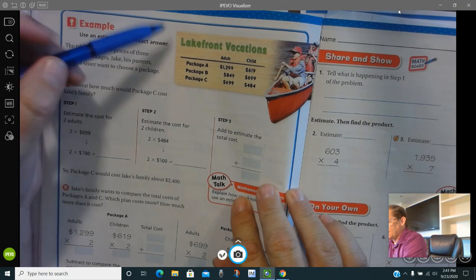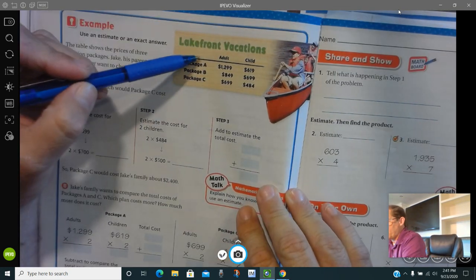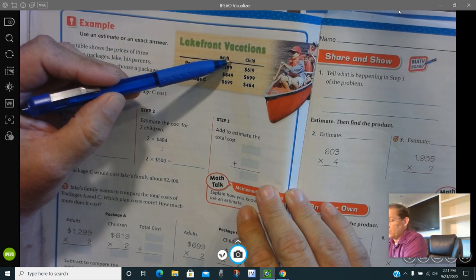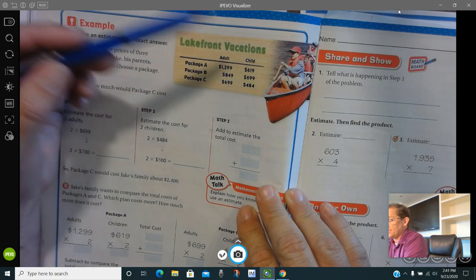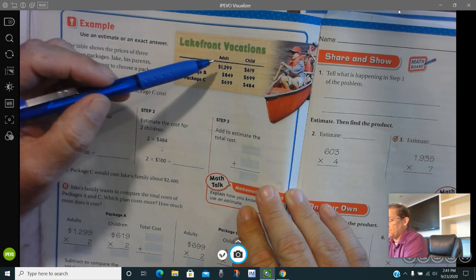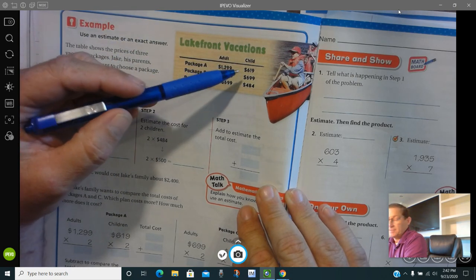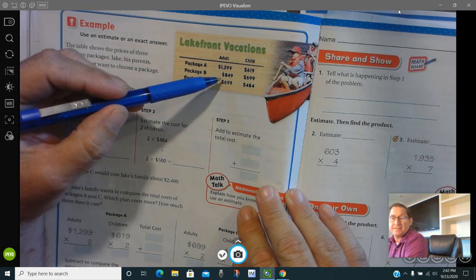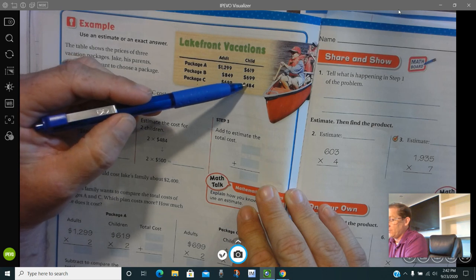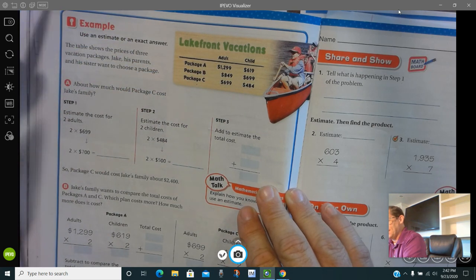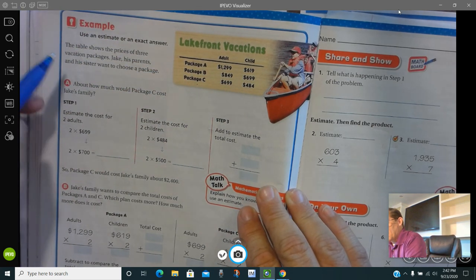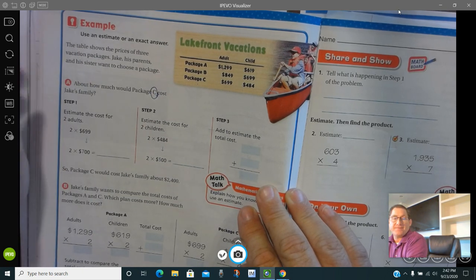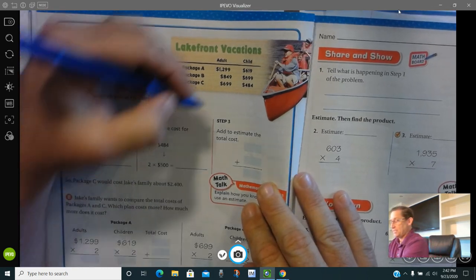So it says Lakefront Vacations, and we have 3 packages. We have package A, B, and C, and the adults are $1,299. The child is $619. Package B is $849, and the child is $699. Package C, $699, and the child would be $484 for package C. All right. So about how much would package C cost Jake's family?